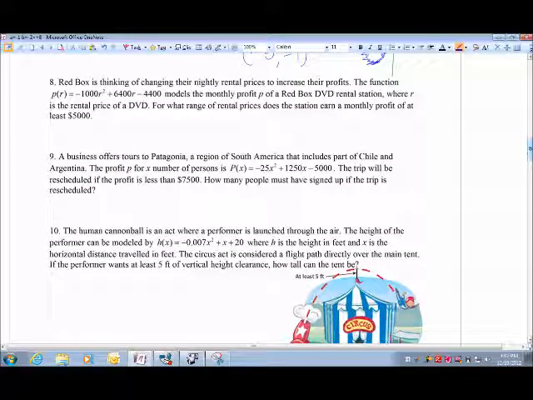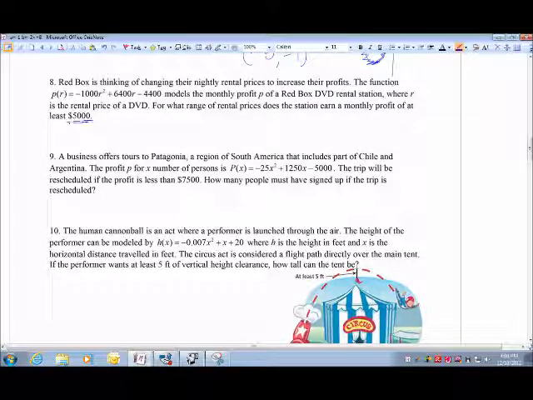Okay, 8, 9, and 10 are very similar to 4 through 7, except we are having to set up our inequalities ourselves. So, here it says Redbox is thinking of changing their nightly rental prices to increase their profits. The function P of R equals negative 1,000 R squared plus 6,400 R minus 4,400. It models the monthly profit. So that function gives you the profit of a Redbox DVD rental station. Okay, and R is representing the rental price. For what range of rental prices does the station earn a monthly profit of at least $5,000?